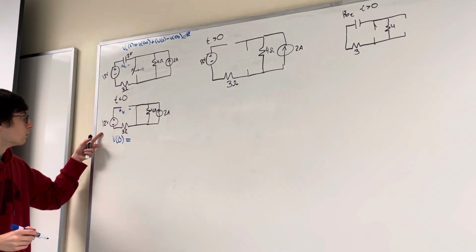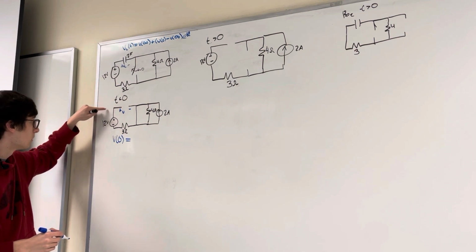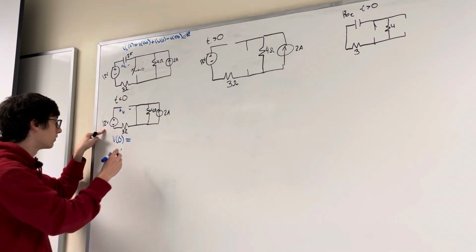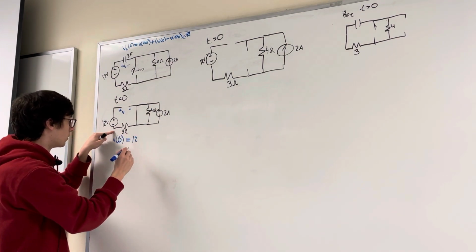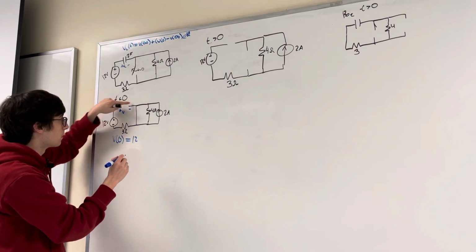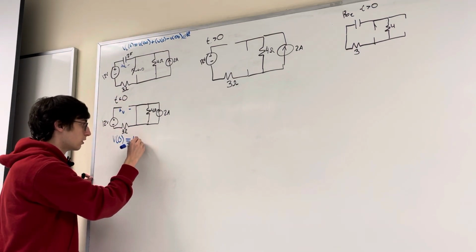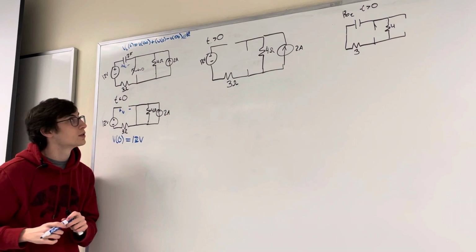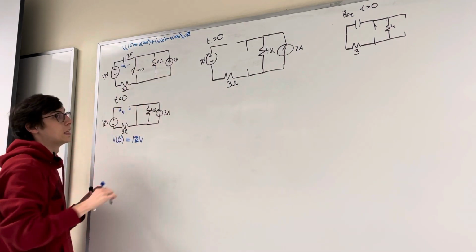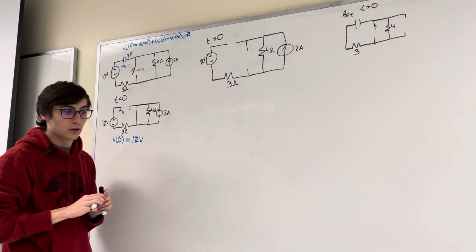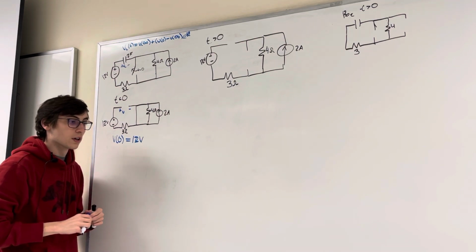So our voltage when time is less than 0, or our V of 0, is going to be equal to, from our positive terminal, go down through the 12 volts, plus this is going to be 0 volts. We come up here, and that's it. So it's just going to be 12 volts. And we'll use that in this equation up here, and that'll give us the voltage of the capacitor.